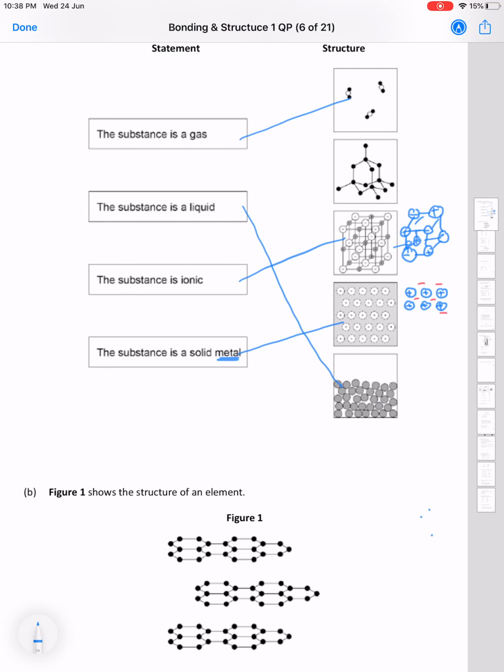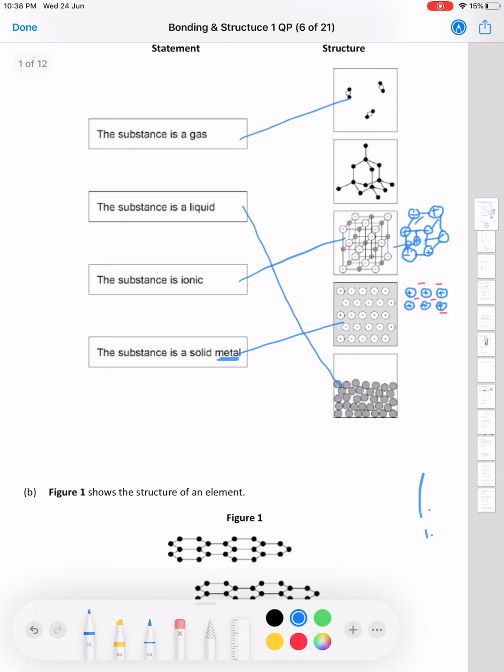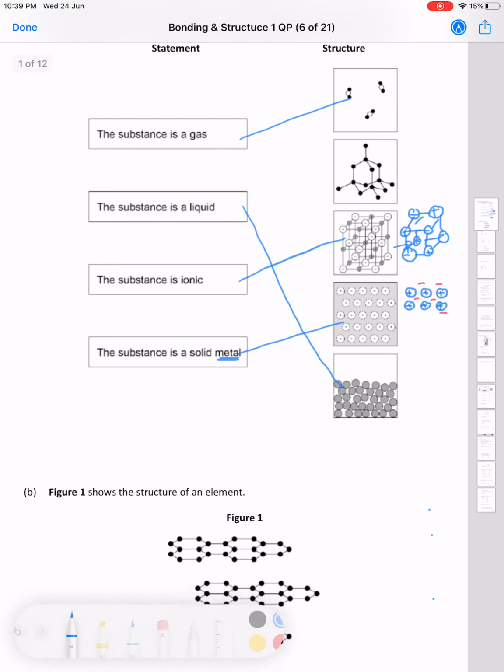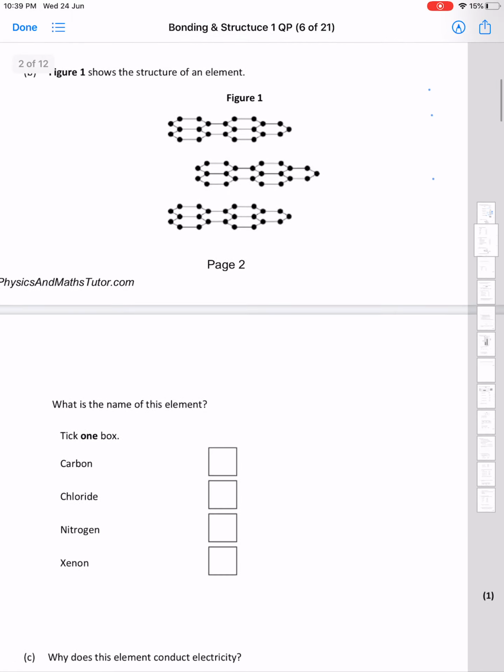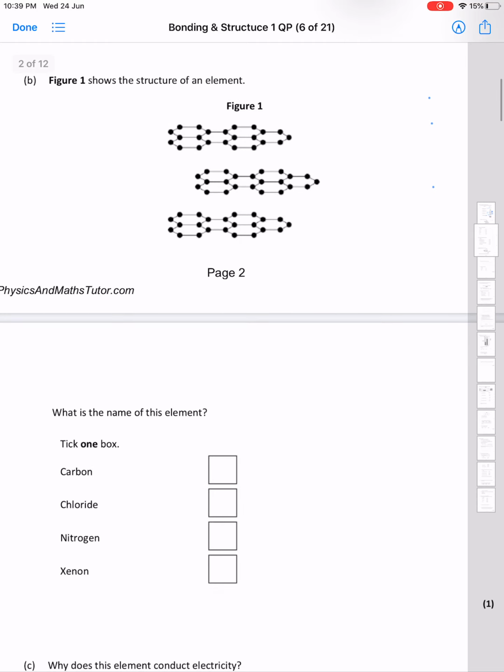Now let's move to the second question, which is about the structure of the element over there. What's the name of this element? This is one of the structures of carbon, which is graphite. So this is the structure of graphite.